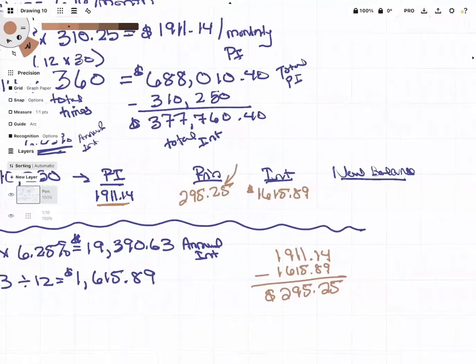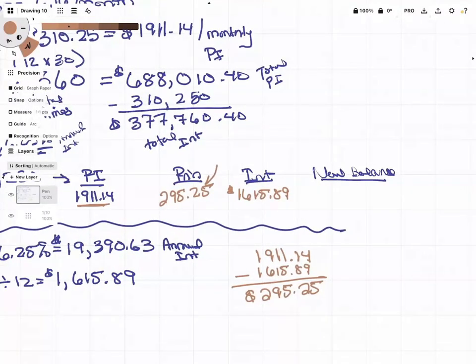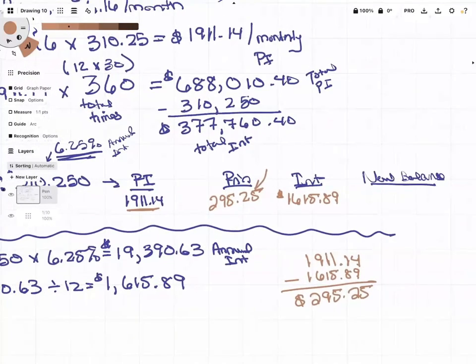And then what's your new balance after your payment? 310,250 minus 295.25 would be 309,954.75. Hit me again with that number. 309,954.75. There you go.